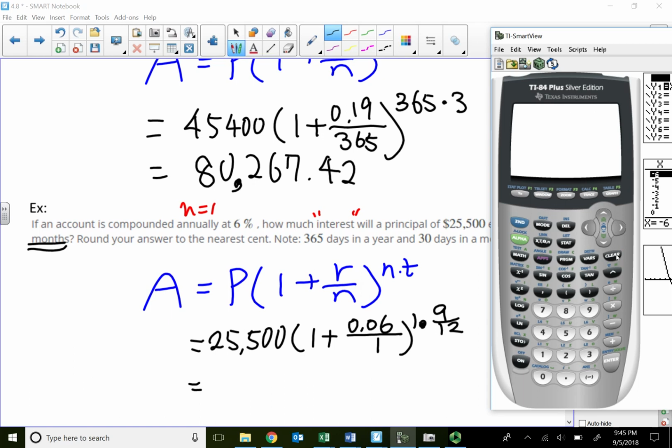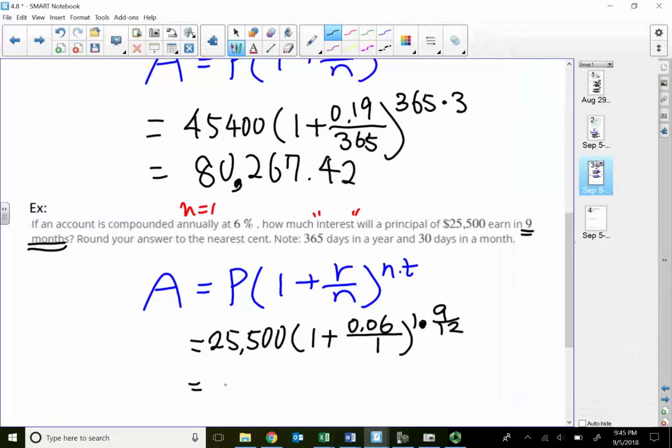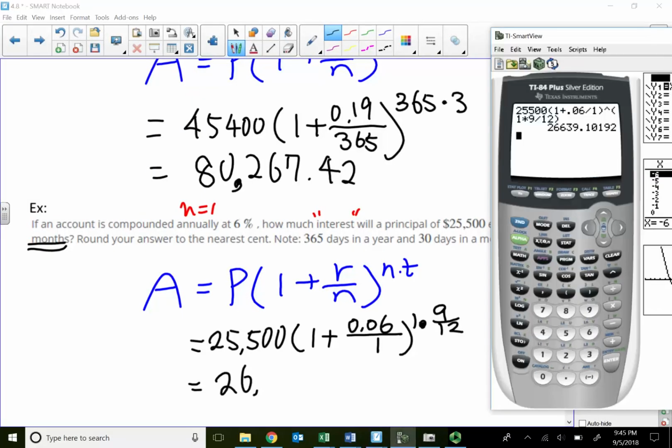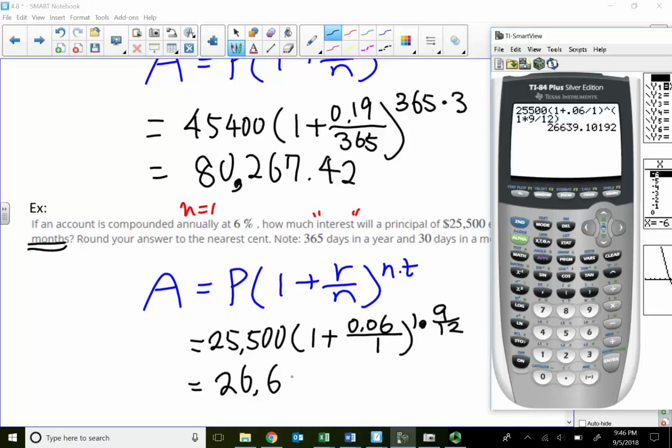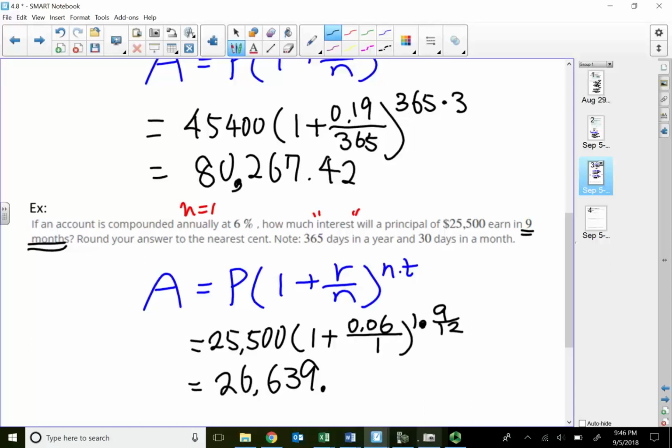So let's see. 25,500 times 1 plus 0.06 divided by 1, close parenthesis, raised to parenthesis 1 times 9 over 12. I'm going to let the calculator do all that for me on the exponent. That's $26,639 and 10 cents.